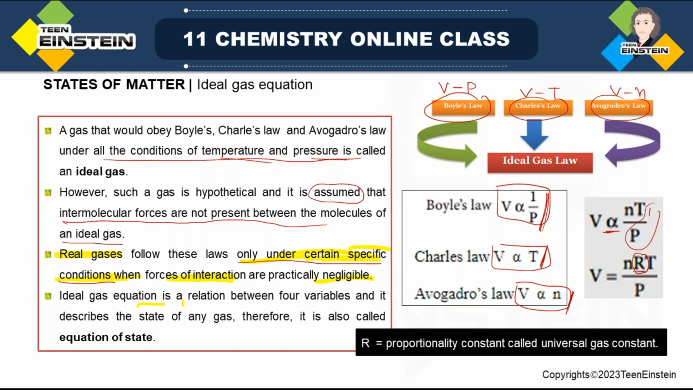So the ideal gas equation is a relationship between four variables. We have V, N, T, P, four variables, and it is the general law for any gas. It describes the state of any gas, whatever gas you take. It is not specific to any particular gas. It is generic. That is the reason it is also called the equation of state of an ideal gas.